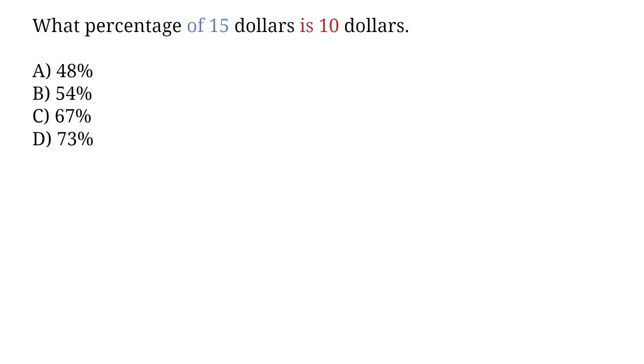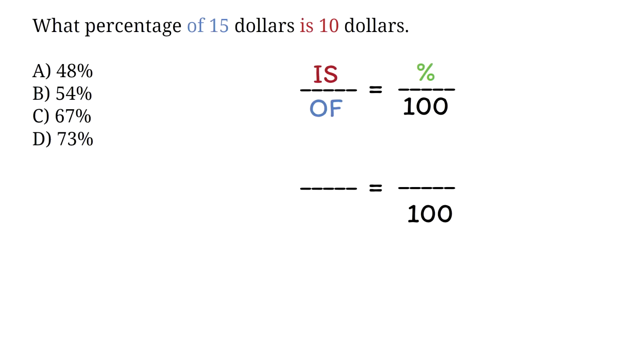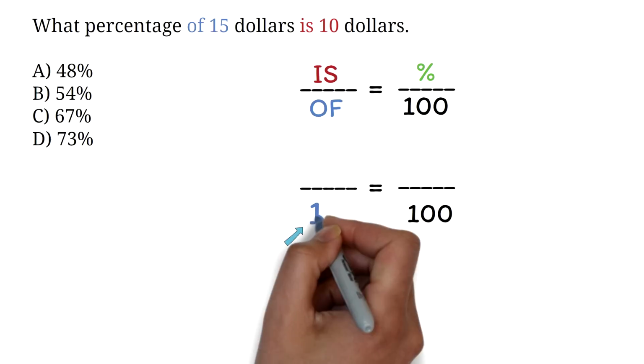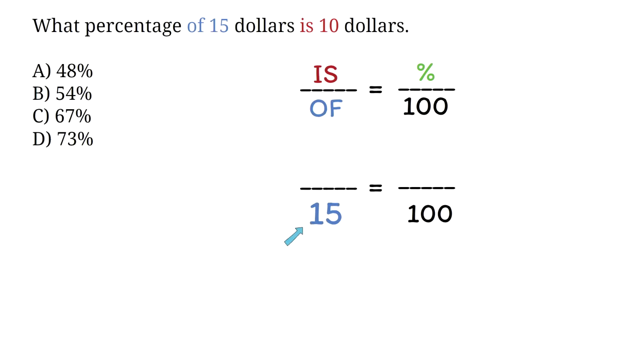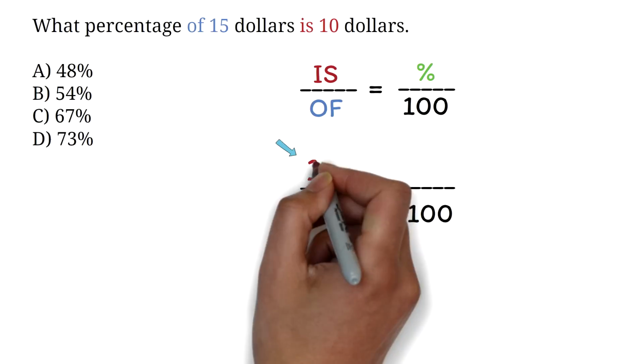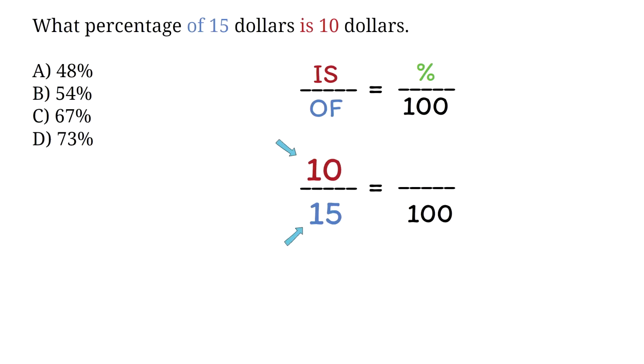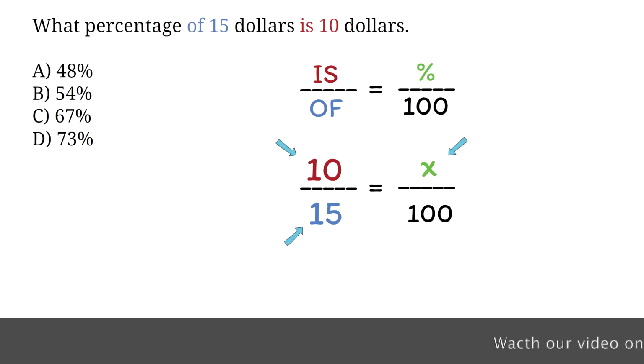The setup is like this. The value after the "of" comes here. For this question, it is 15. The value after the "is" goes here. For this question, the value is 10. The percentage value goes here. For this question, that is what we are solving, so we can represent it by x.